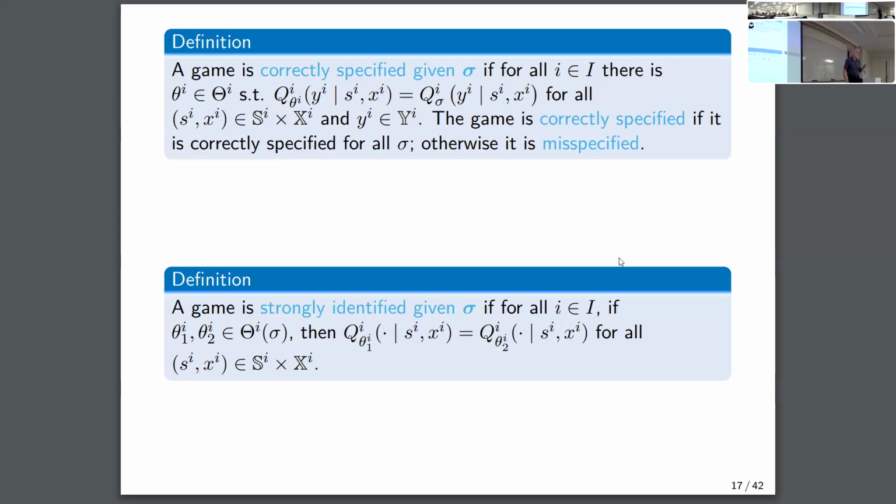You could easily have multiple KL minimizers, like in the bandit problem. Even if you're correctly specified, if I play left, all sorts of beliefs about right could be observationally indistinguishable and be different. It's the same for all S and X. That's why I say strongly identified.